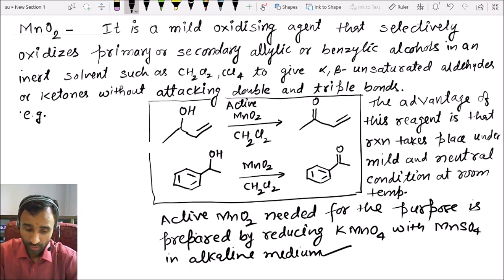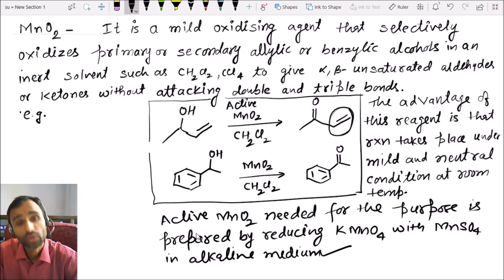Okay, now see, this is the allylic alcohol. When it is oxidized with MnO2 in inert solvent, we get ketone group, and this double bond remains intact. There is no change in the position, or there is no reduction or oxidation of double bond. Got it? Double bond is not affected at all.